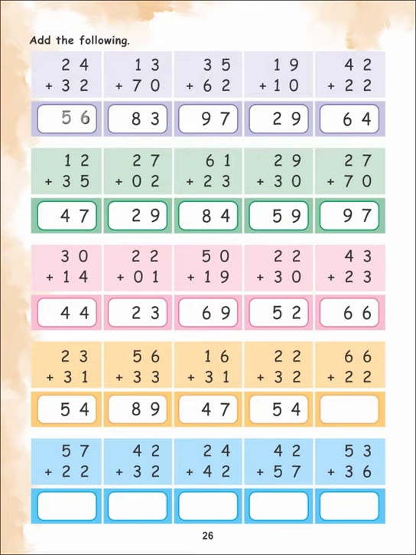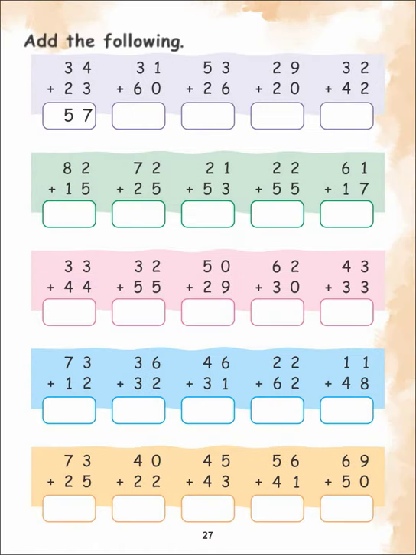66 plus 22, 88. 57 plus 22, 79. 42 plus 32, 74. 24 plus 42, 66. 42 plus 57, 99. 53 plus 36, 89. Add the following.